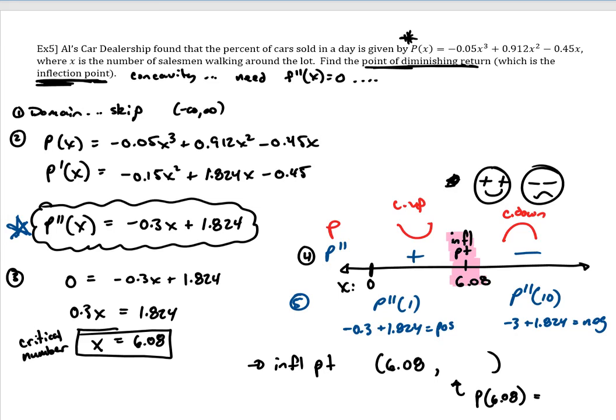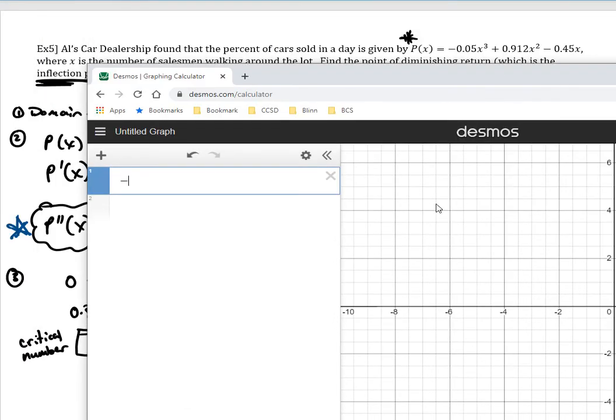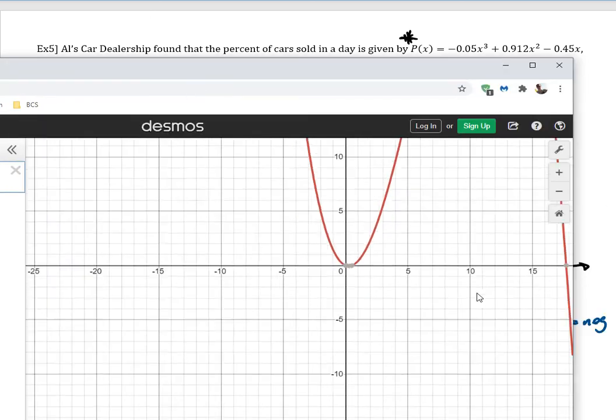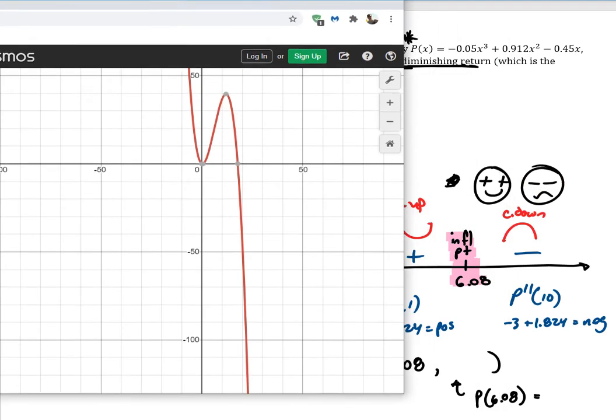Well, at this point, I am going to go ahead and graph it to see it a little bit better. So let me get my... There it is. And let me go ahead and plug that in. So negative 0.05x cubed, and then plus 0.912x squared, and then minus 0.45x. Okay, so it looks like this. It's tough to tell, but it does look like it is concave up, and then it changes to be concave down.